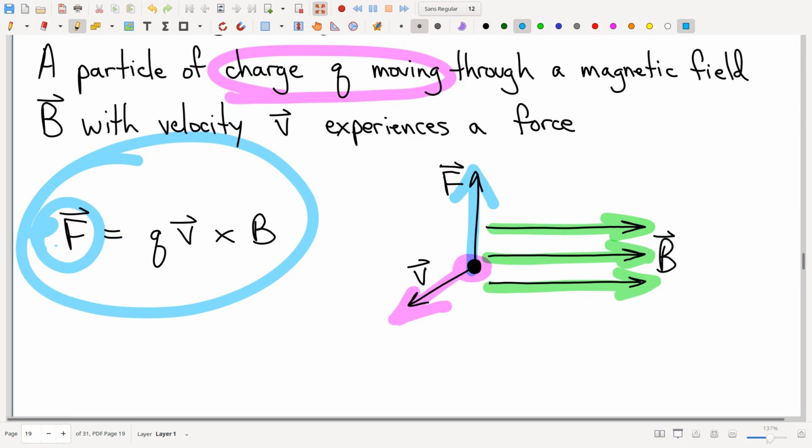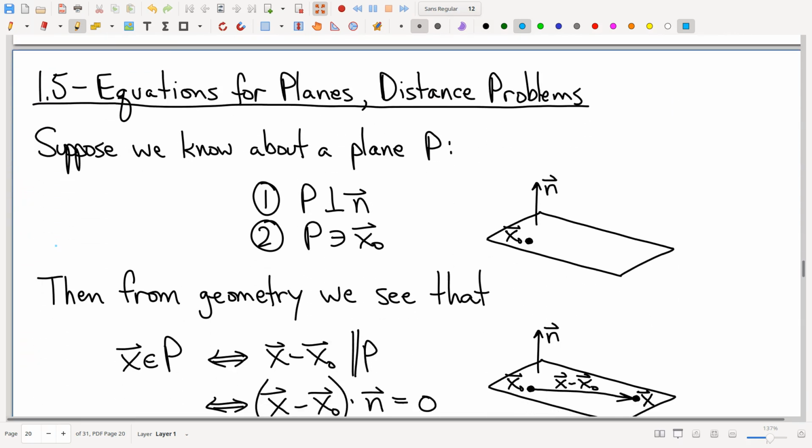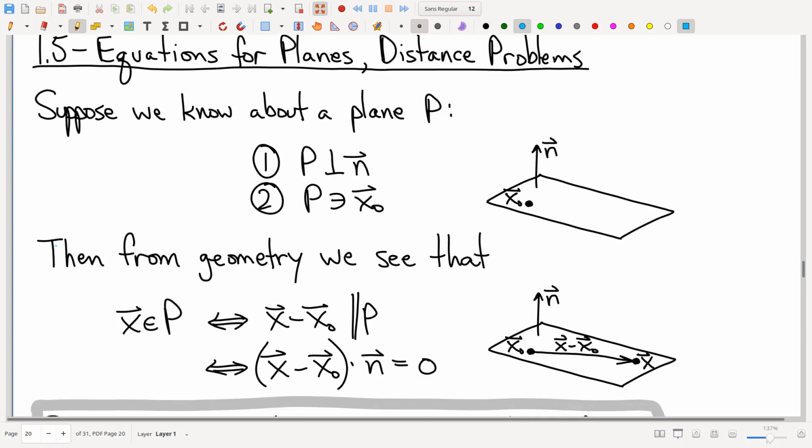Okay, moving along. All righty, let's see here. Let's talk about the equation of a plane. Hope you all have seen some of this before anyway. This typically is covered in linear algebra class.